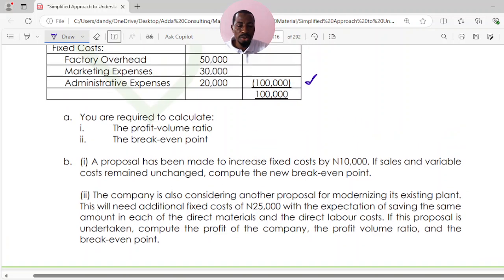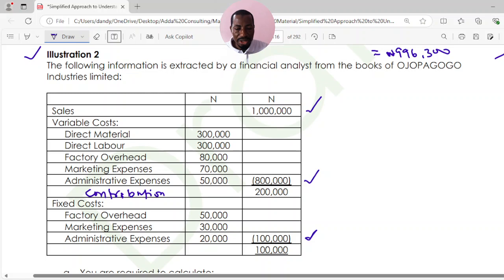So all I need to do is to recompute my income statement. Originally, direct material is 300,000 naira. So 300,000 minus 25,000 will give me 275,000. Again, direct labor is 300,000 minus 25,000, which will give me 275,000. And then my total fixed cost originally is 100,000.